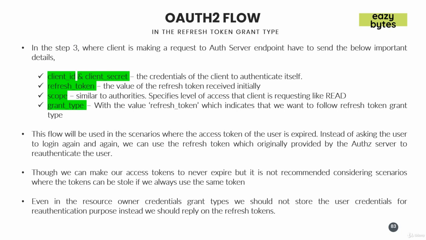So with this, we are done with a long discussion of all the grant types involved inside the OAuth2 flow. In the next lecture, let's try to understand how the resource server will connect to the authorization server whenever it receives an access token, to validate whether that access token is a valid one or not.